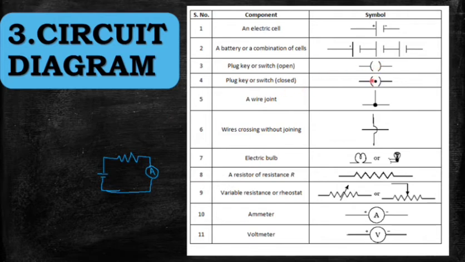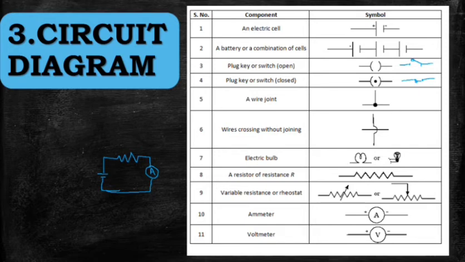Open switch will be like this and closed will be like this. We may have another form as these will be 2 contact points. Similarly, this will be open switch and this will be closed switch. A wire joint. This will be a wire joint.